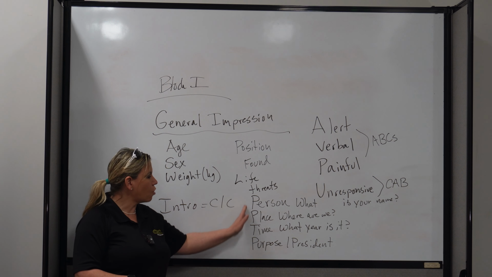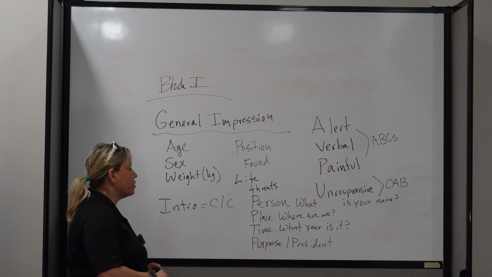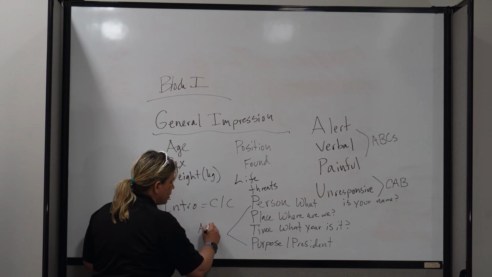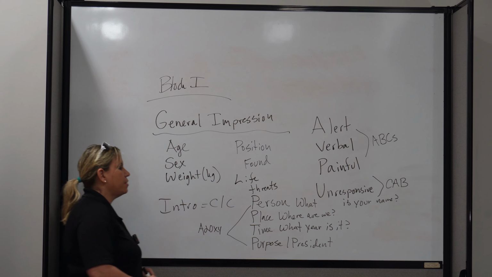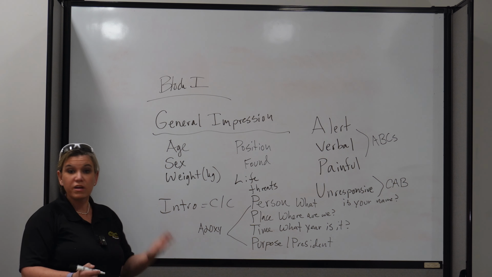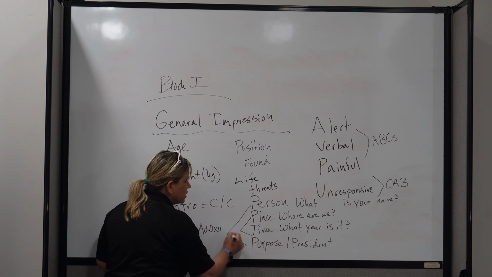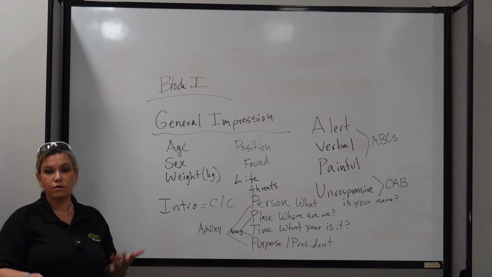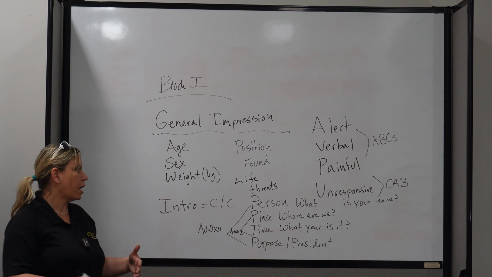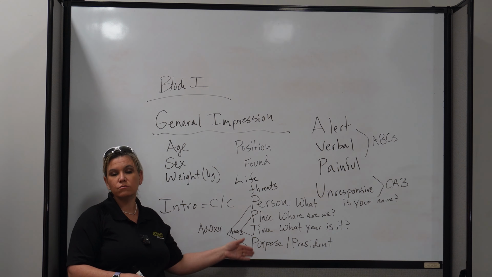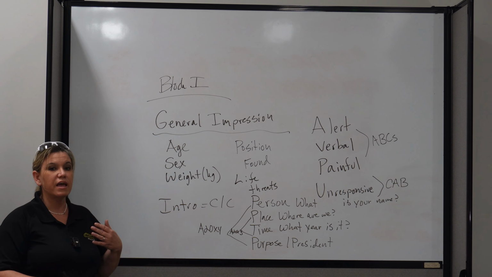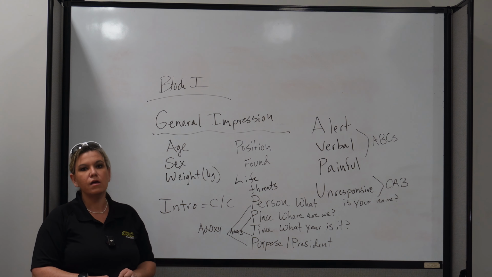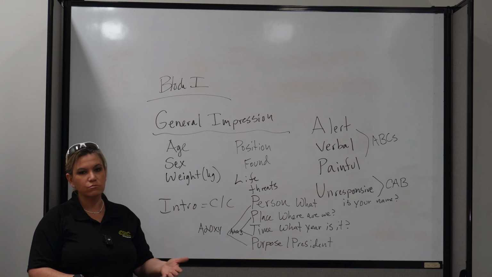So if they're able to answer all four of these correctly, we're going to call that patient alert and oriented times 4. Okay? Let's say they could only answer 3 of the 4. Then I would say my patient's A&O times 3. If they could only answer 2, A&O 2, A&O 1, A&O 0, okay? But once I say A&O 3, A&O 2, A&O 1, A&O 0, I need to say they are alert and oriented to person, place, time, but maybe not purpose or president, okay? So I need to specify which ones they're A&O 2.